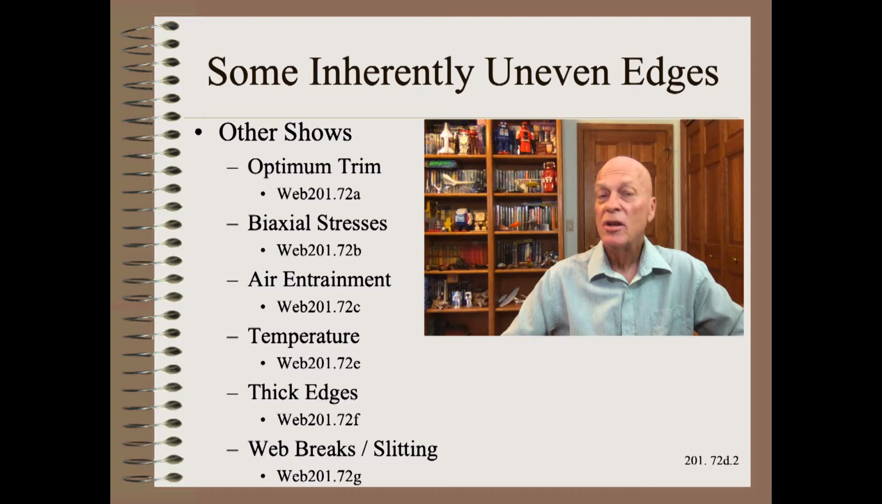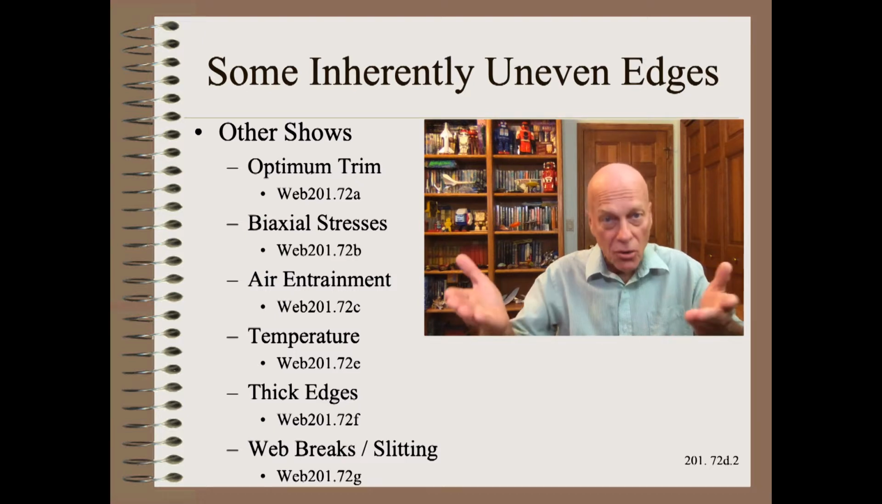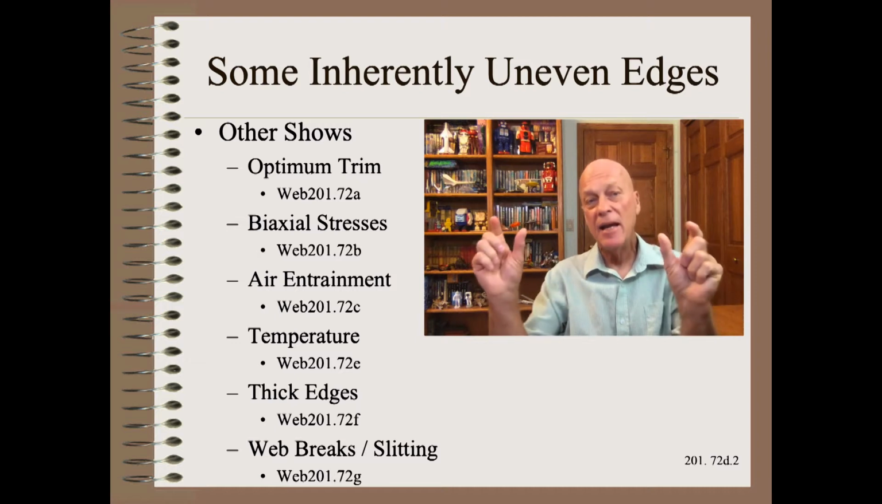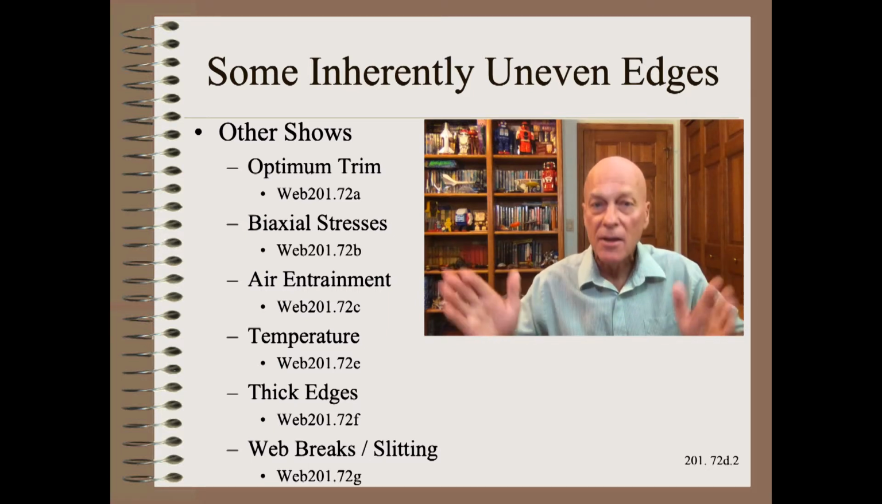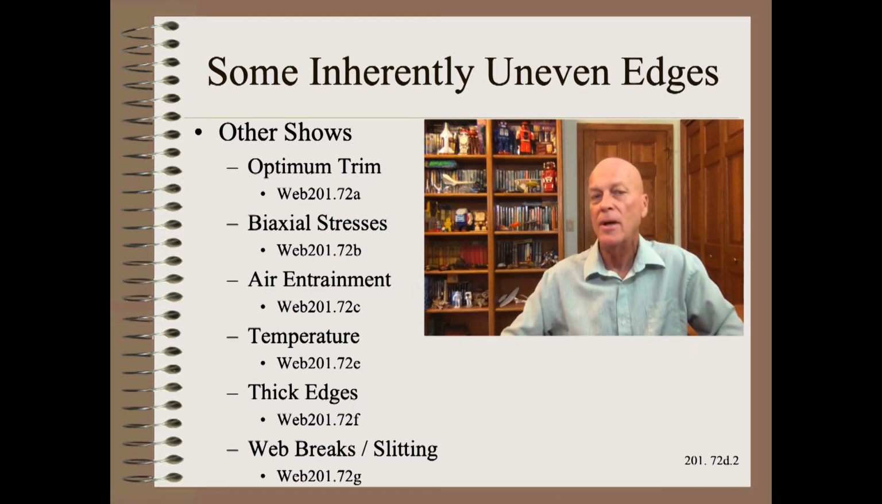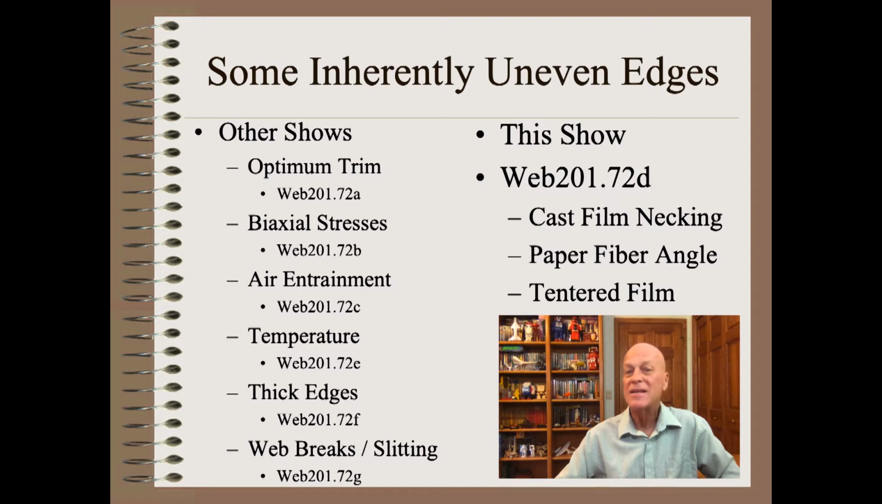This is a continuation of shows covering various troubles that you or your customer might find at the edges of your web. We began this series by discussing the economic optimum amount of trim to take. I urge you to see that first show if you've not already done so, because it covers essential edge issues for anyone working with webs. In this show, we cover examples from the film industry, including cast film necking and tentered film, as well as an example from the wet end of a paper machine, all of which suffer terribly from the edges.